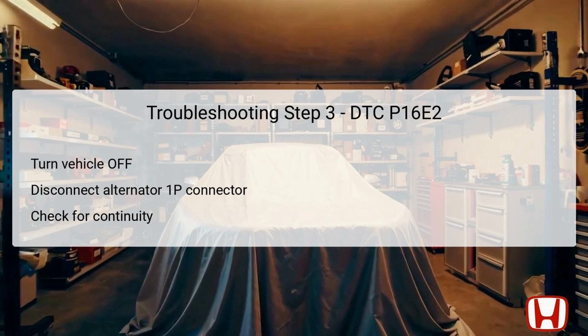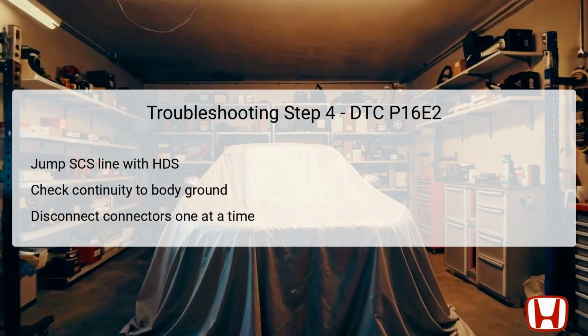If continuity does not exist, it suggests a possible open circuit or disconnection within the wiring that needs immediate attention. Step 4 of the troubleshooting process involves a detailed assessment of the LIN wire for shorts. The first action is to jump the SCS, Service Check Signal line, with the HDS to facilitate testing.